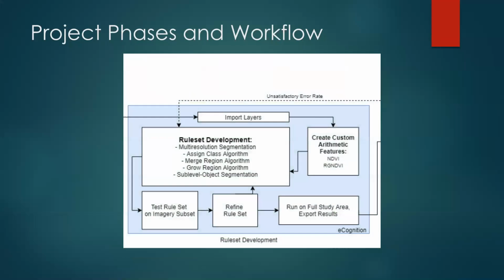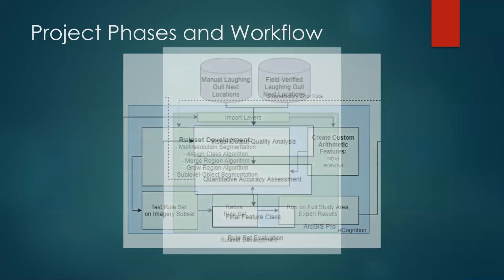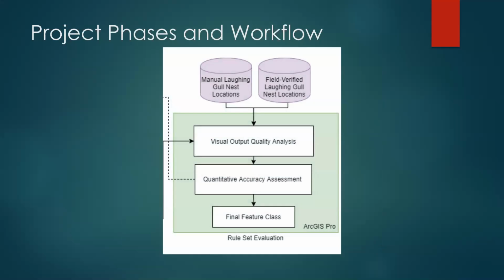So once we had all our data sets prepared, the second stage was the rule set development stage. This stage was conducted entirely in eCognition and was primarily concerned with examining my imagery and setting up the rule sets and thresholds that we use to extract laughing gull nests. At the end of this stage, the output is a point feature class of nest objects, which we then evaluated.